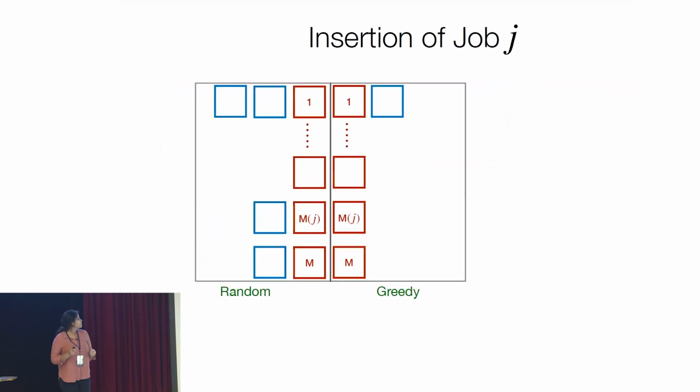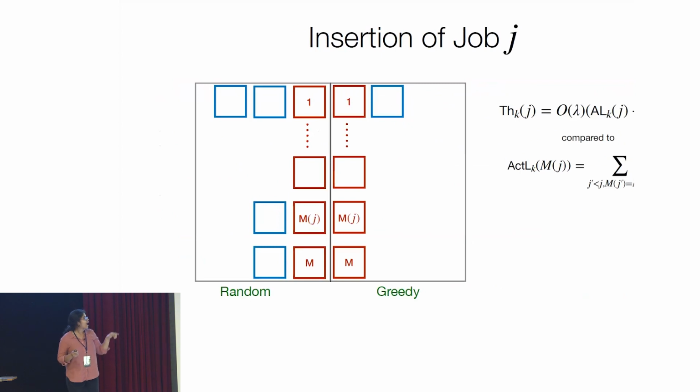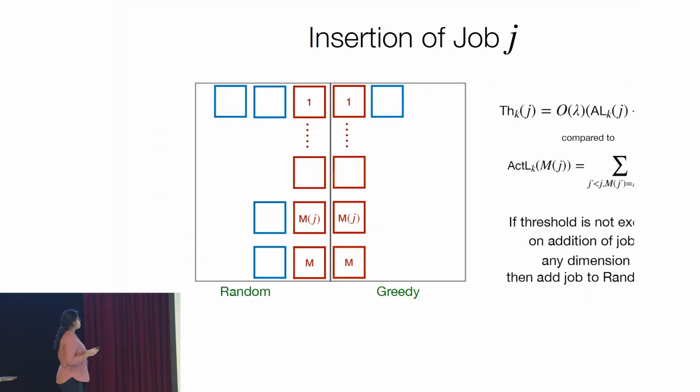Cool, okay. So let's see what's going to happen if you try to insert job J here. This M of J is the machine which was picked for job J. And this threshold is the same as before, except this AL is going to be a job-dependent threshold. We're going to compare it to the actual load on machine M of J. ACTL is going to be the actual load. If this threshold is not exceeded when you add this job, then you're just going to add job J to the machine. This part is the same as what we've seen before, except the threshold is slightly different.